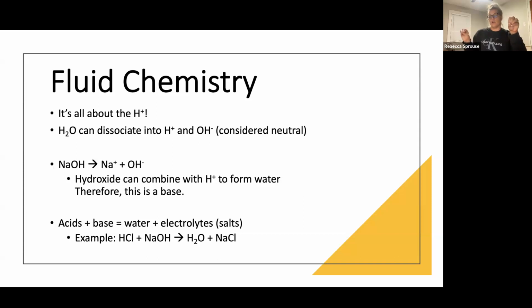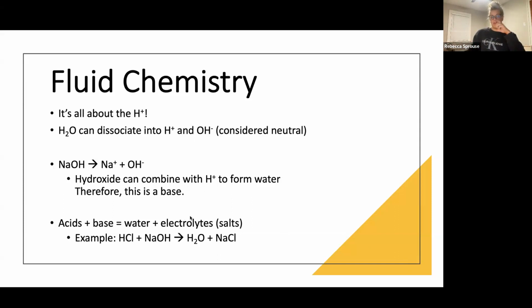And then the water molecules, the hydrogen ions from the water, are going to combine with that hydroxide to form water again. But essentially what we call this is a base. Now, OH negative is a base. Okay, so if hydrogen ions are acidic, OH negative has to be a base. And why? Because it can combine with hydrogen ions to form water.